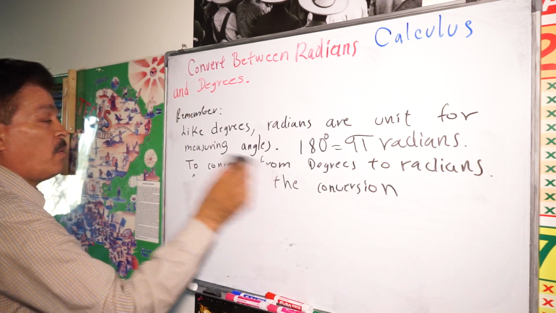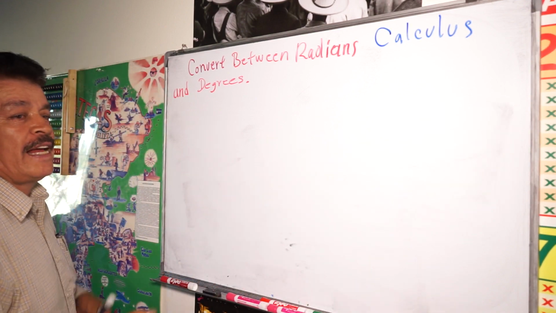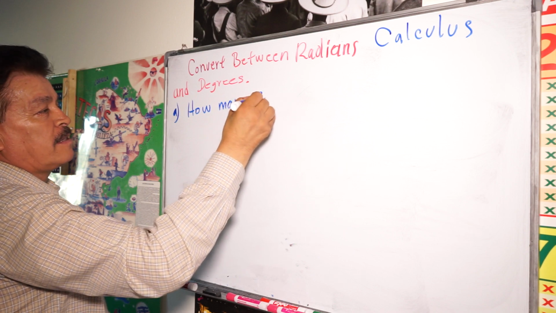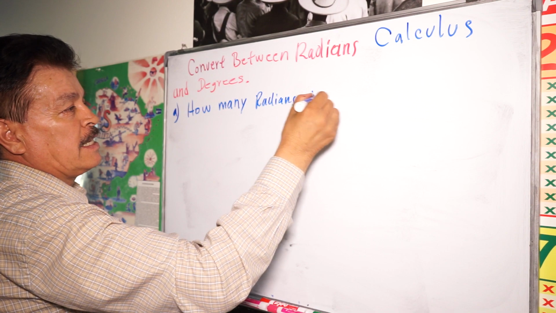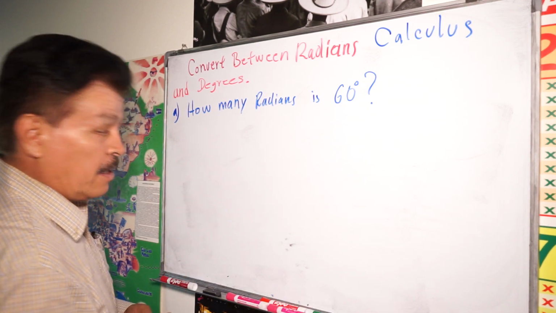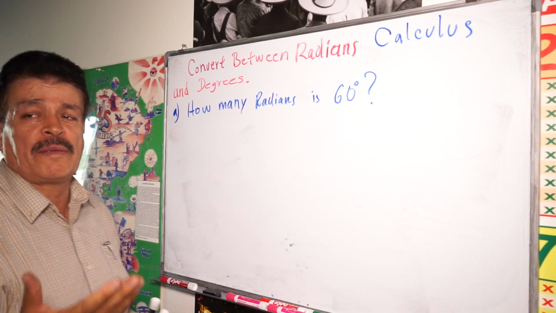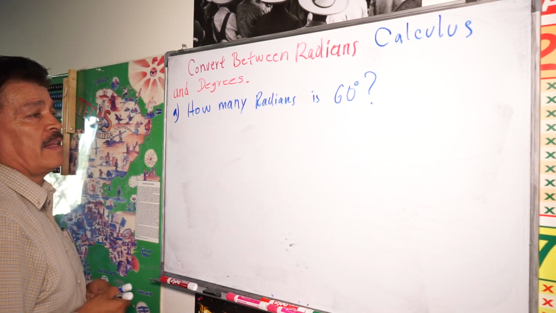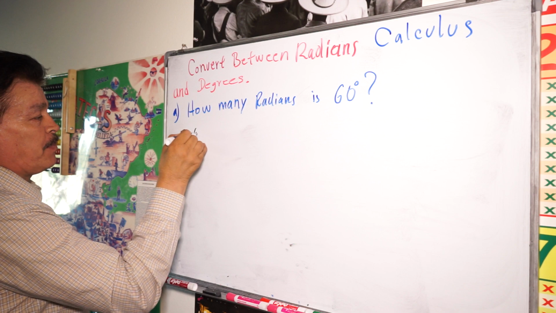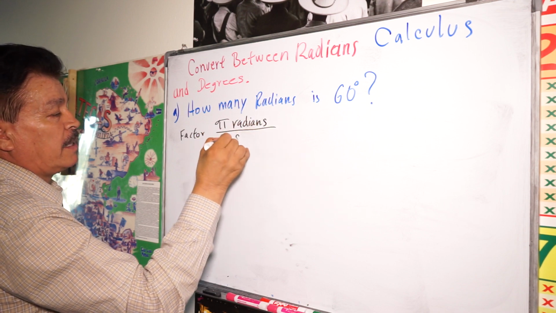Okay, let's see one problem. Two problems. So the first one. How many radians is 60 degrees? Okay, this is one problem. So how do we solve it? First, to convert from degrees to radians, multiply by the conversion factor. I told you the conversion factor is this one. Remember, I already showed you. Pi radians divided by 180 degrees, okay?